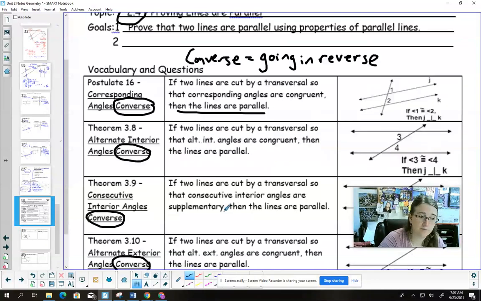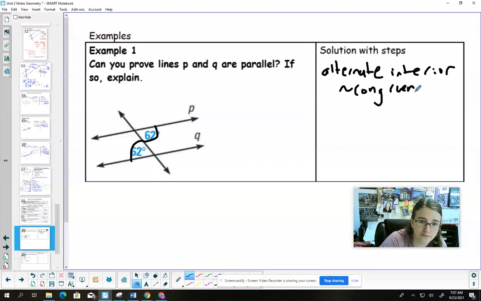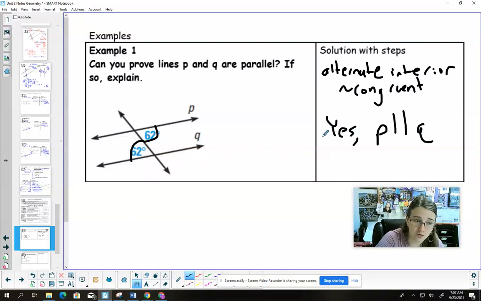Now, look to your notes. You can also look back to the front page here. If the lines are parallel, what should alternate interior angles do? Should they be equal or do they add to 180? They should be equal, congruent, right? That's what equal means. That's what congruent means. So, are these angles equal? Yes. So what that means is, yes, P is parallel to Q because these are equal.